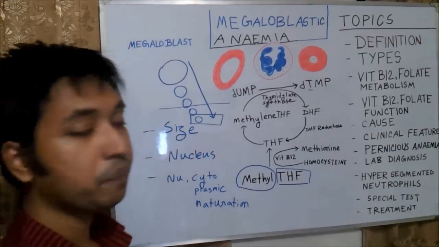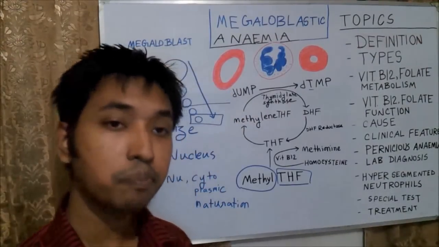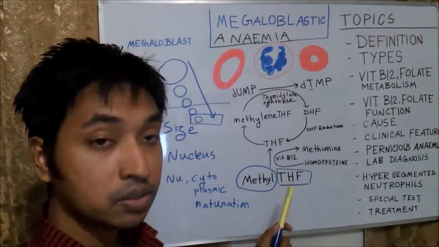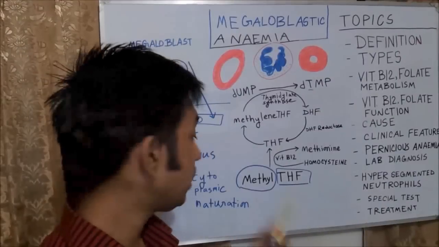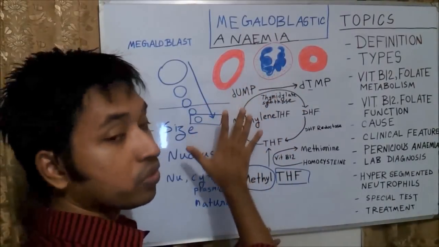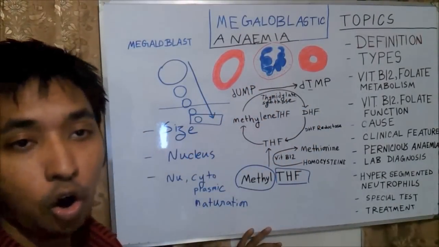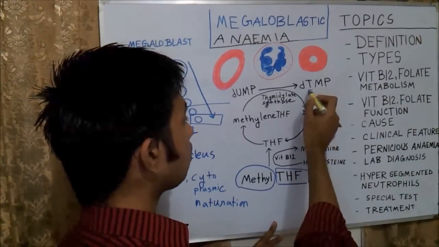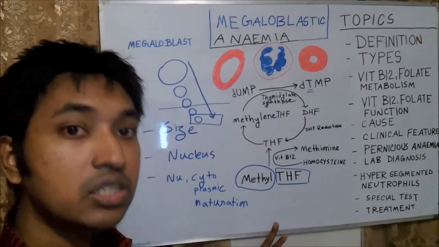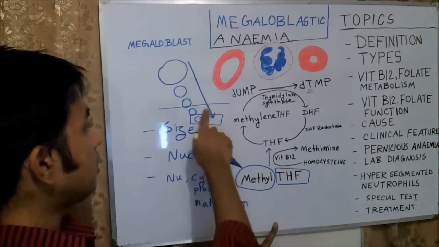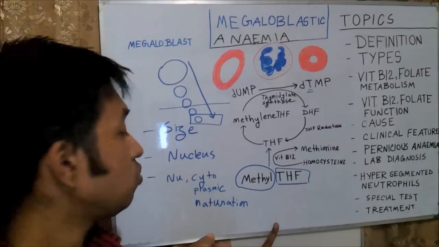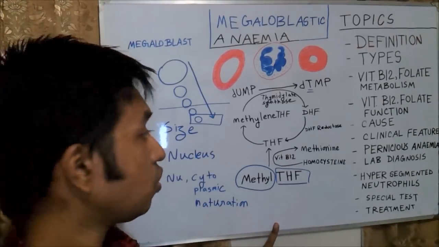But why do we need vitamin B12 for DNA synthesis? Simple. If methyl tetrahydrofolate cannot transfer its methyl group into vitamin B12, this entire upper part of the biochemical reaction won't occur. And that means we won't have this pyrimidine. And that means we will have impaired DNA synthesis, which will result in impaired cell division, and that will result in formation of larger cells, which is known as megaloblast in case of the bone marrow.